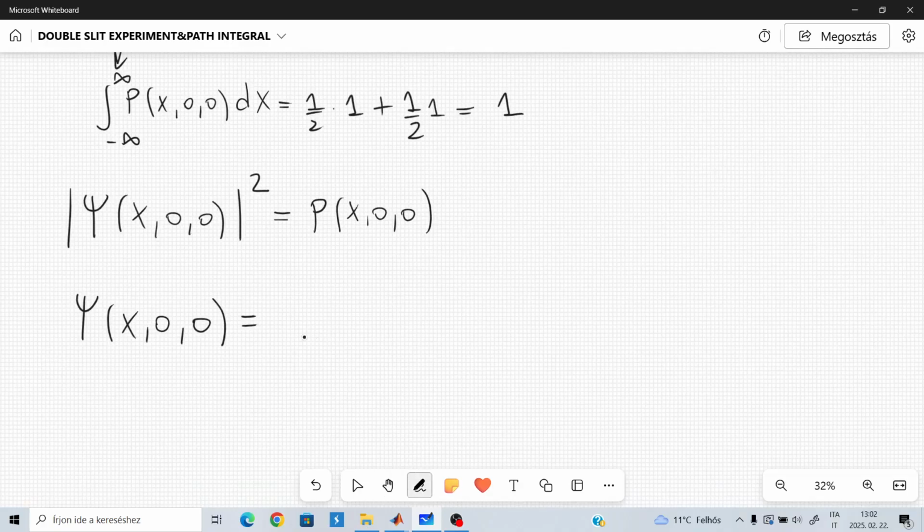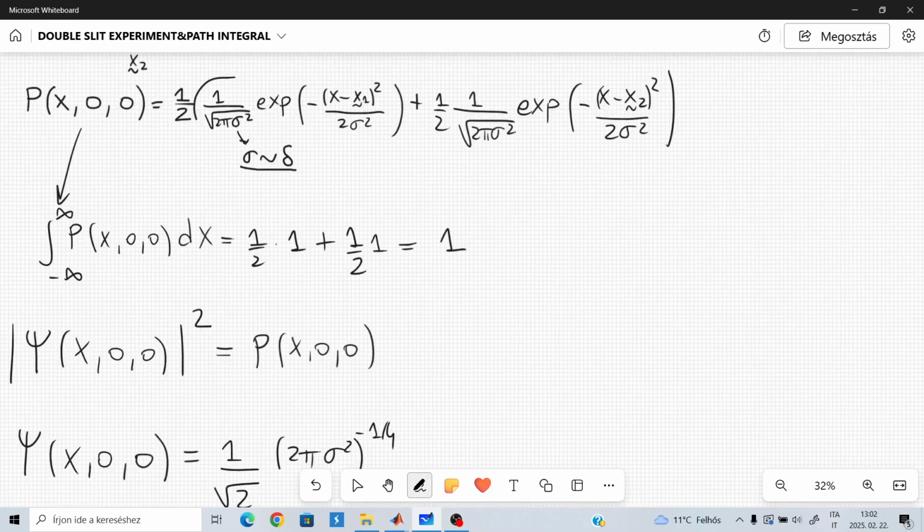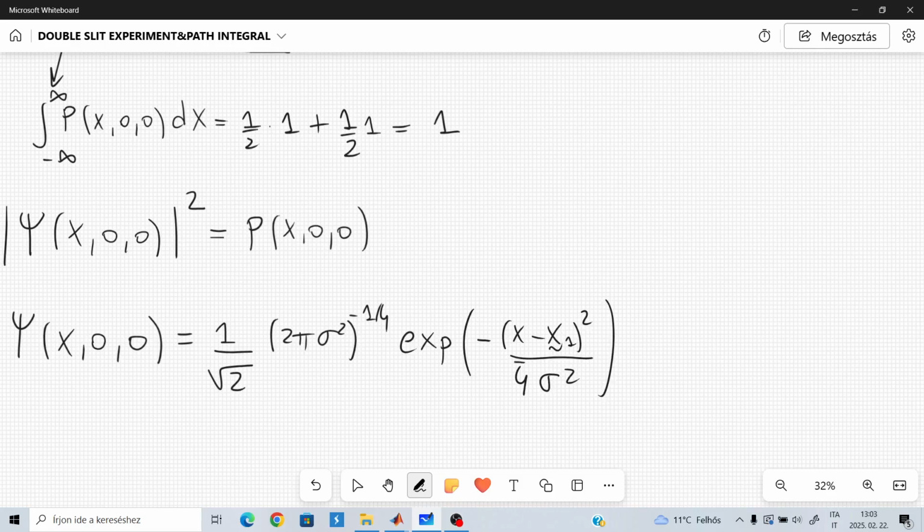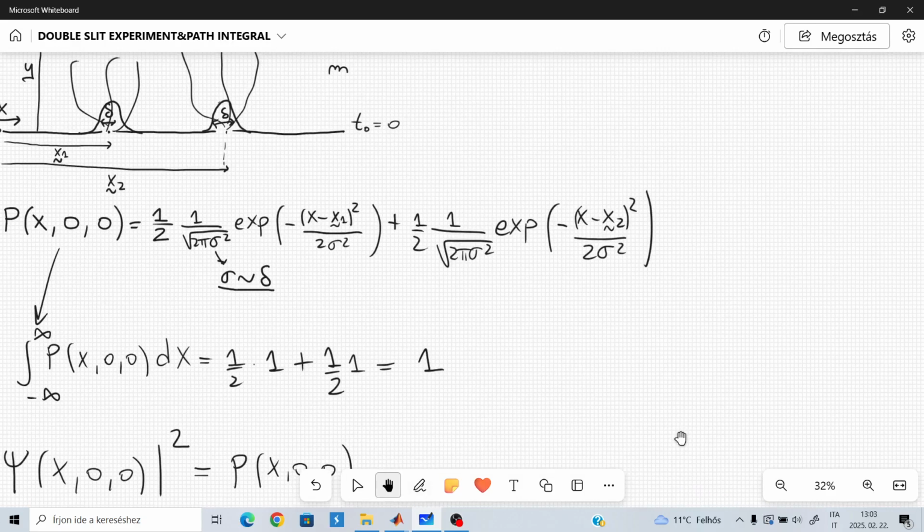So let me do it. We have 1 over square root of 2, then we have 2 pi sigma squared to the power of minus 1 over 4, which is simply the square root of this. And then we have the square root of the exponential, which we can write as the exponential of minus x tilde 1 squared divided by 4 sigma squared. So this factor of 4 is due to the square root of this expression. If you take the square root of this expression, you have a factor of 1/2 inside the argument. So this 2 combines with this 2 and you get a factor of 4. Simple as that.